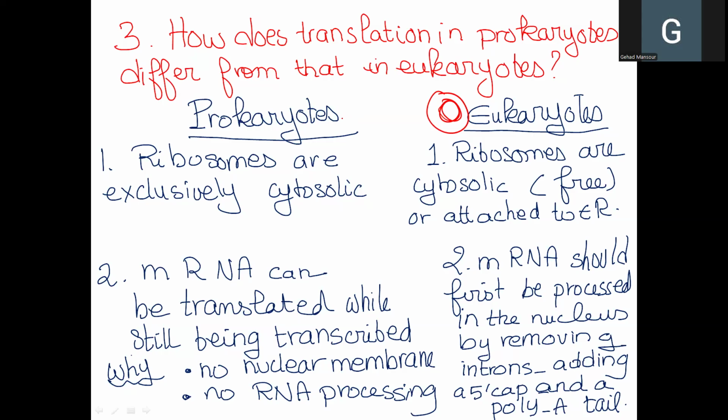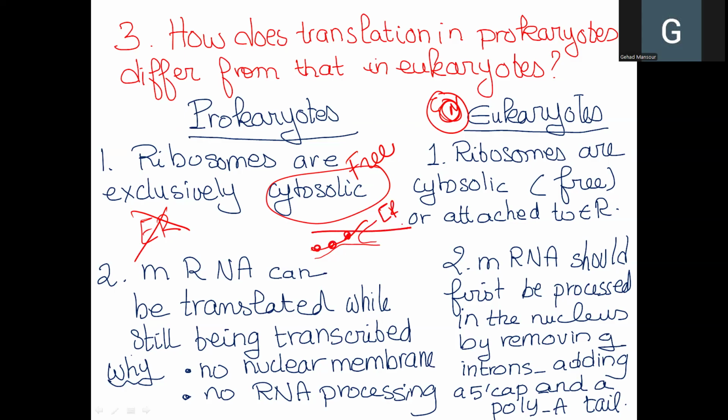Now, in prokaryotes, there is no nuclear membrane to separate between the nucleus and the cytosol. So all the ribosomes inside the prokaryotes are cytosolic, meaning that, furthermore, there is no endoplasmic reticulum in prokaryotes. So I cannot say in prokaryotes that there are free cytosolic ribosomes and that there are ribosomes attached to the rough endoplasmic reticulum. Why can't I say this? Because essentially there is no endoplasmic reticulum.